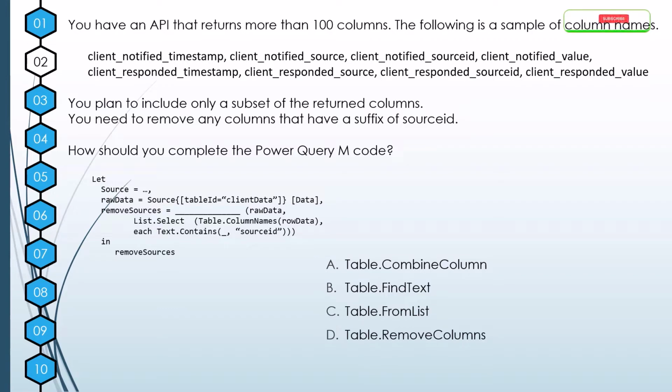How should you complete the Power Query code? Let Source = RawData = Source{[Table id = ClientData]}[Data], RemoveSources = _RawData, List.Select(Table.ColumnNames(RawData), each Text.Contains(_, "sourceid")) in RemoveSources. A. Table.CombineColumns. B. Table.FindText. C. Table.FromList. D. Table.RemoveColumns. D. Table.RemoveColumns is the correct option.